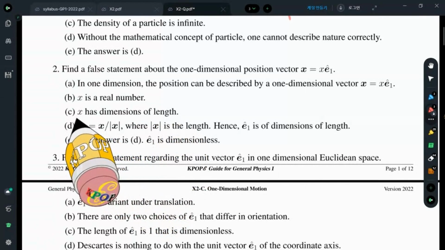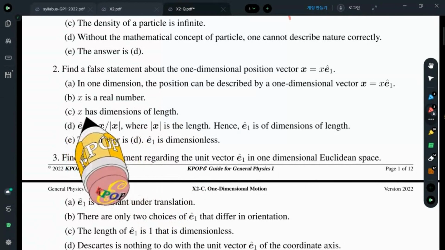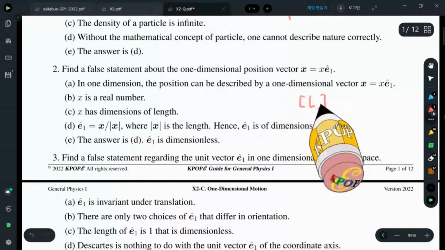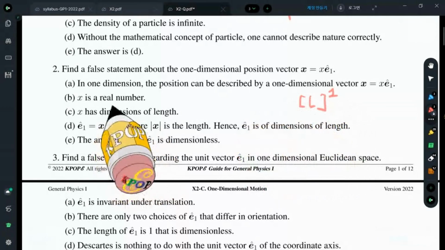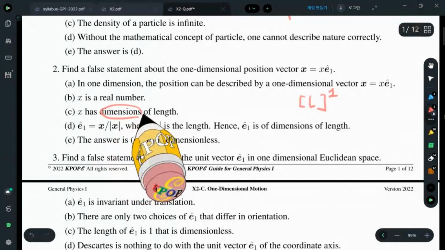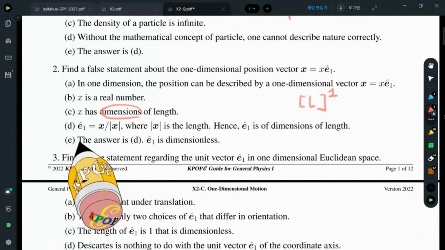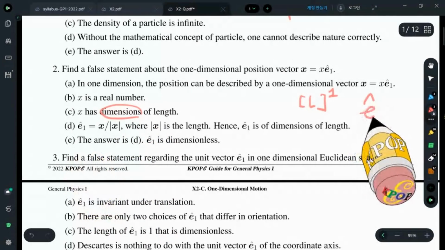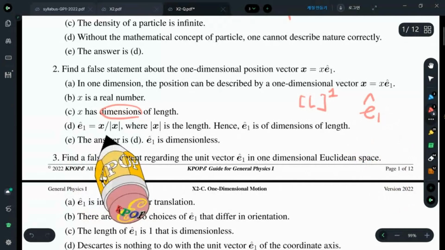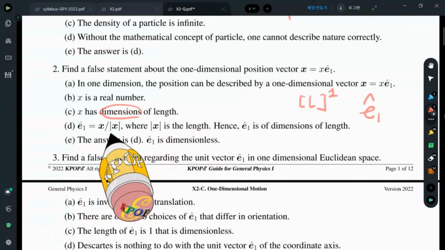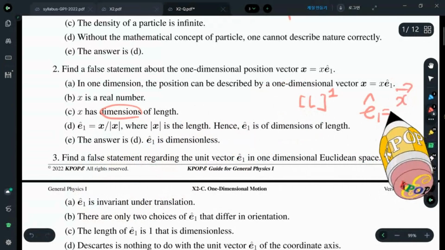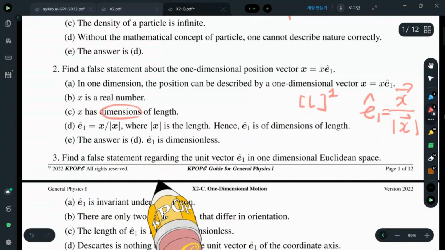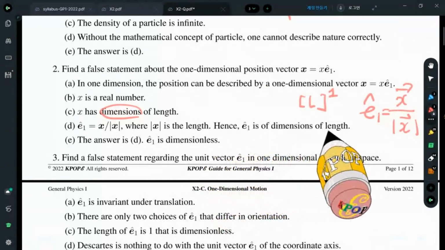When you call the dimension, it is always plural. For example, length has a single power. However, it is a convention to use a plural. E1 hat, the hat represents a unit vector. Here, we have only a single direction. The vector divided by its own magnitude is the unit vector. Hence, E1 is of dimensions of length.